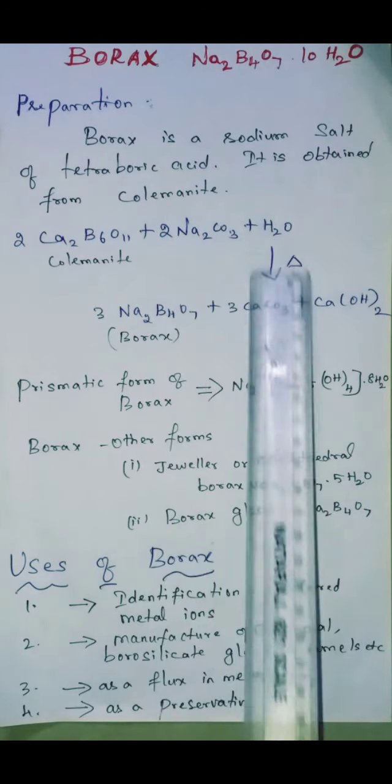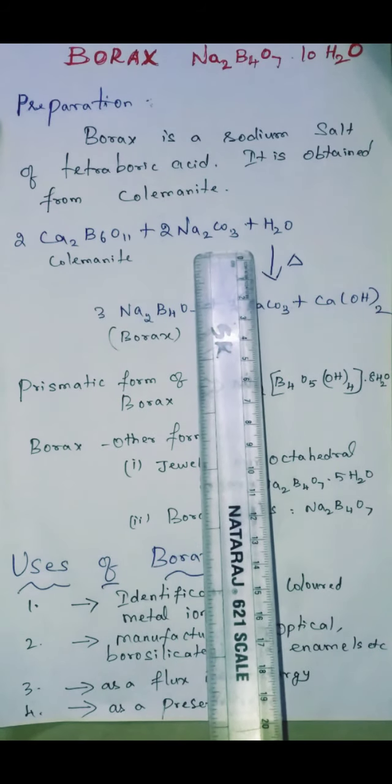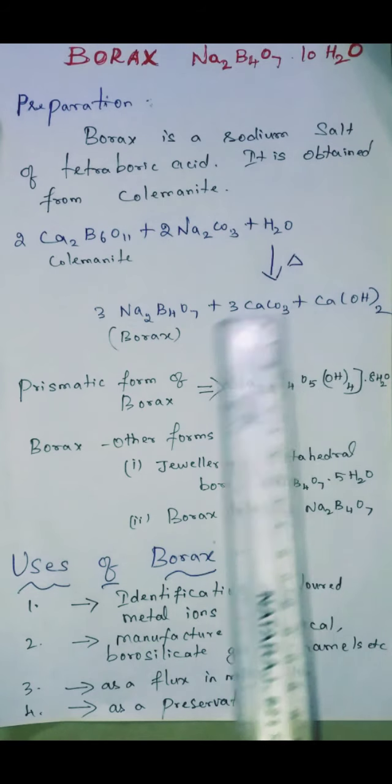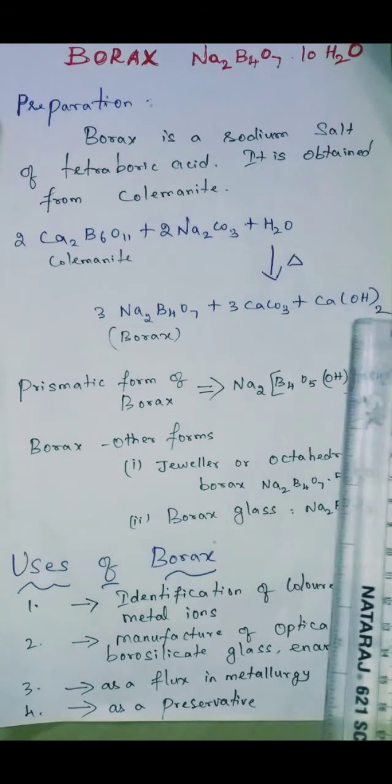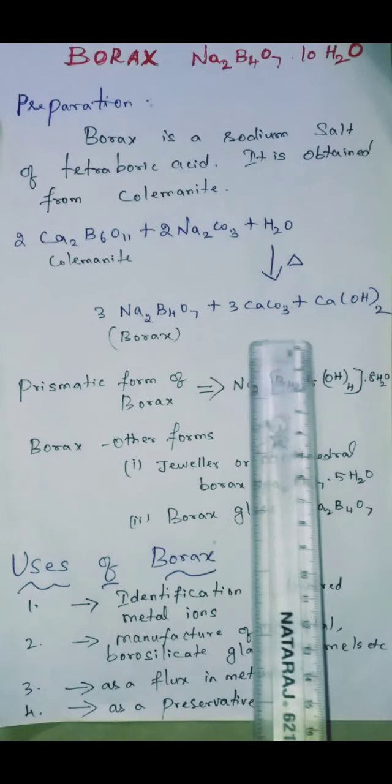It is obtained from this. Only one preparation is there here. When colemanite is treated with sodium carbonate plus water under heating, it forms borax, and calcium carbonate and calcium hydroxide are removed. So the preparation of borax is over.